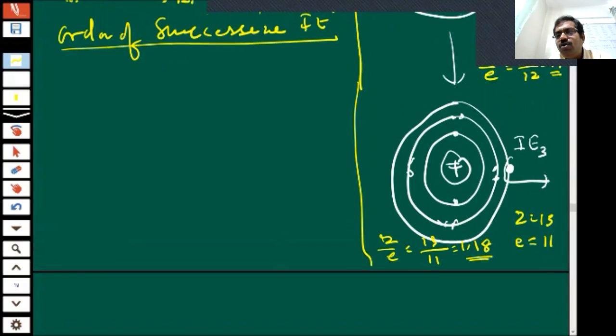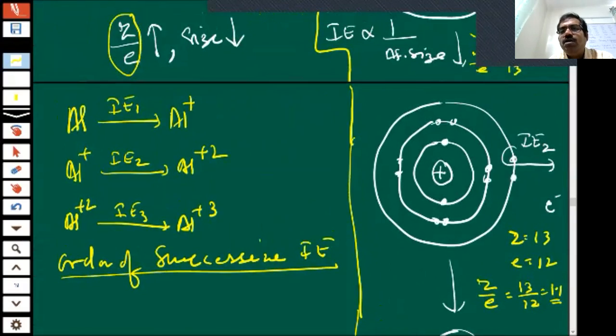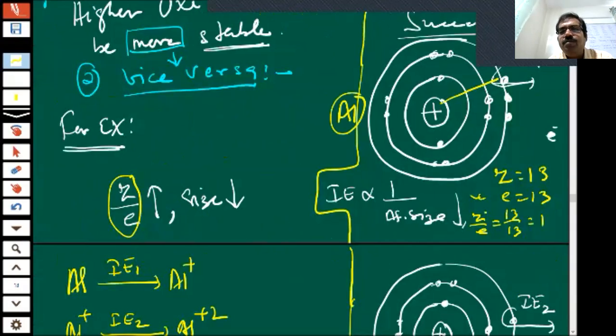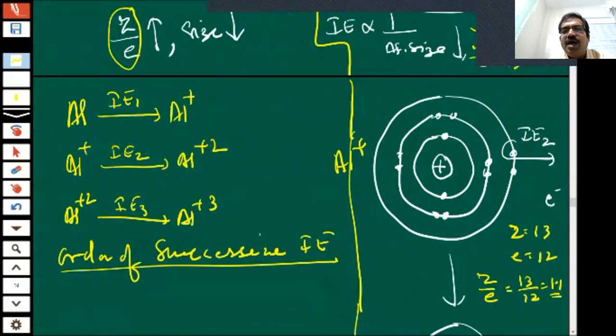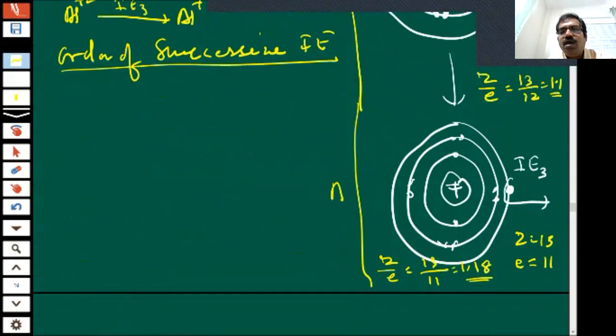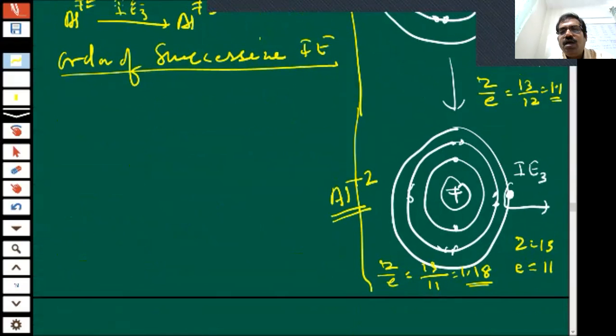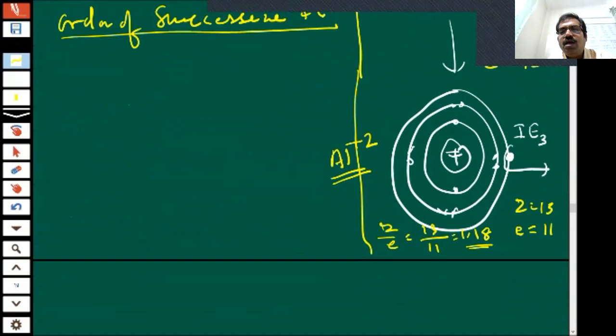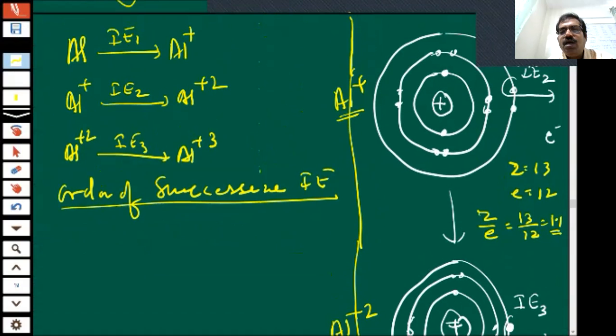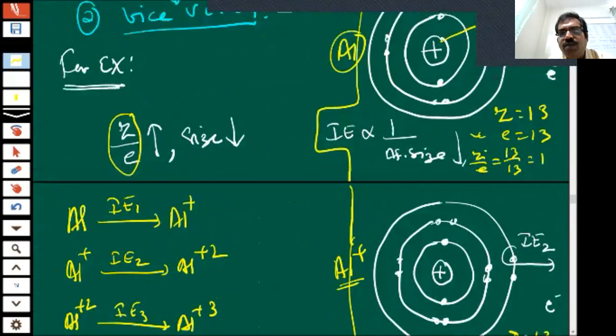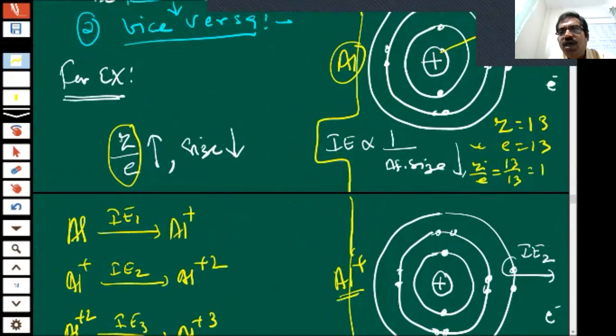Okay. So this was aluminum, this was aluminum plus, and this was aluminum plus 2. Now tell me which one is the smallest out of these three. Aluminum, this one. Al is the smallest. Size of Al plus 3. Did you understand?